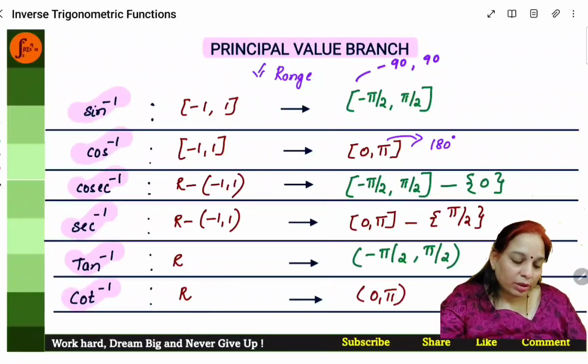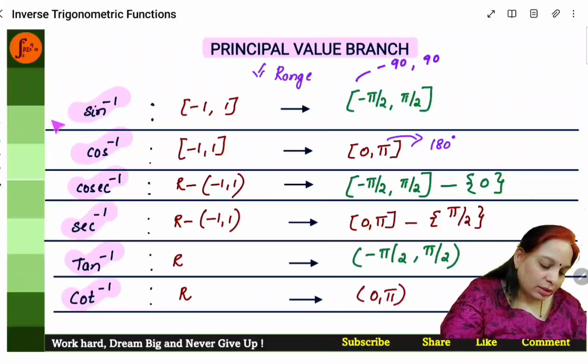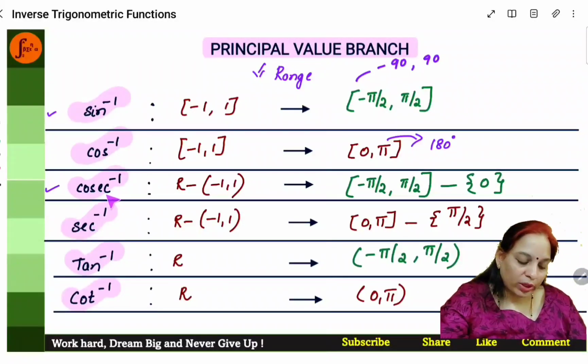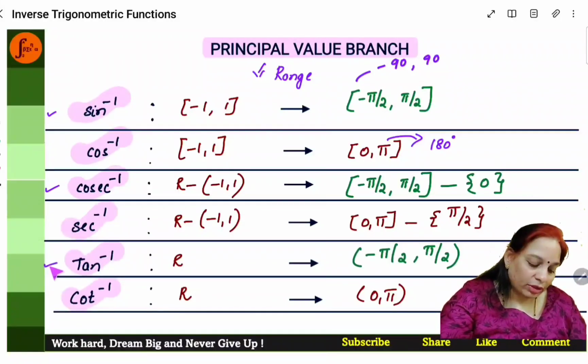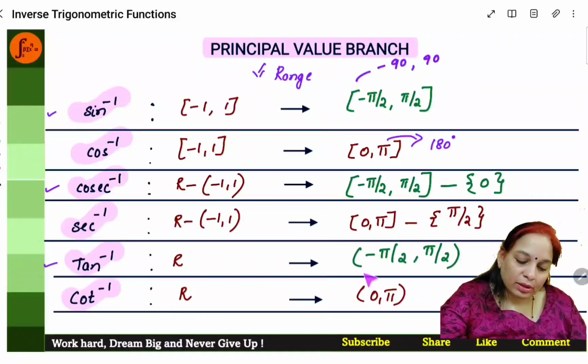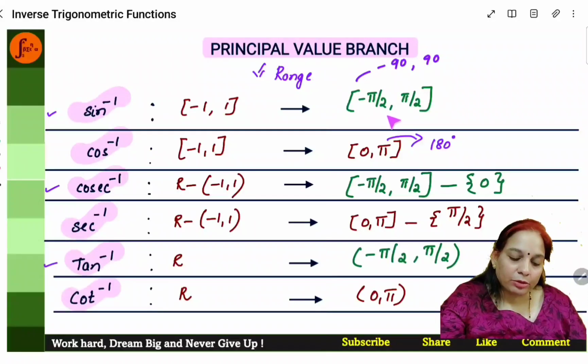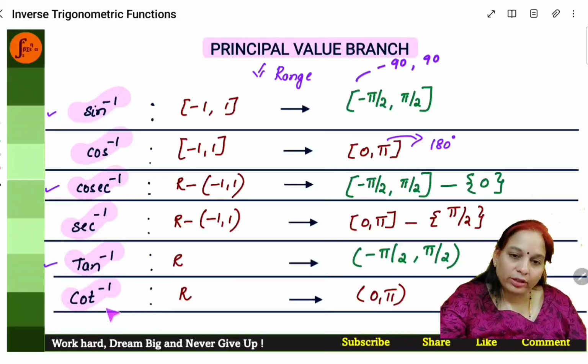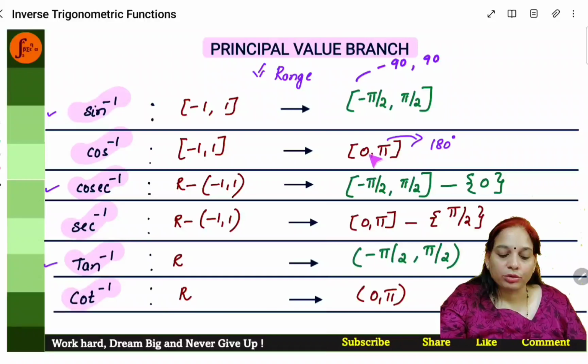Now, the way to remember this: sine, cosec is 1 by sine, and tan is sine by cos. So these three functions will have the same range or same principal value branch, which is minus pi by 2 to pi by 2. And cos inverse, secant inverse and cot inverse. What is secant inverse? Secant inverse is 1 by cos. So cos inverse, secant inverse and cot inverse will have the same range, which is 0 to pi.